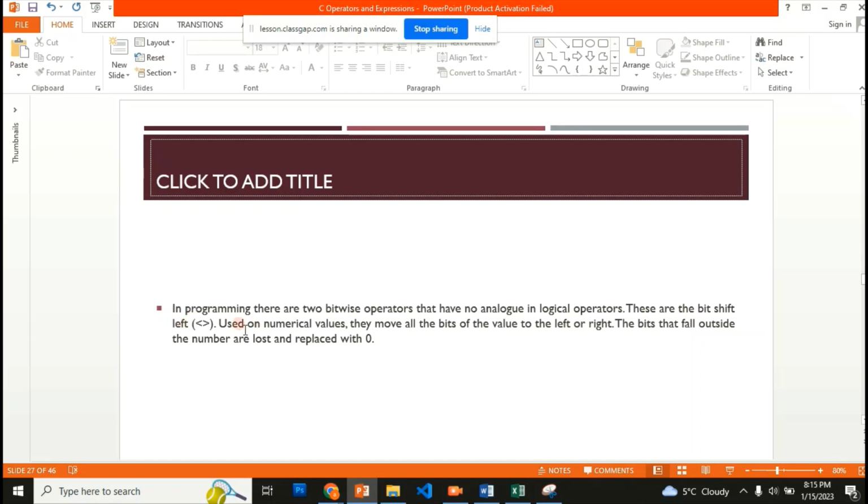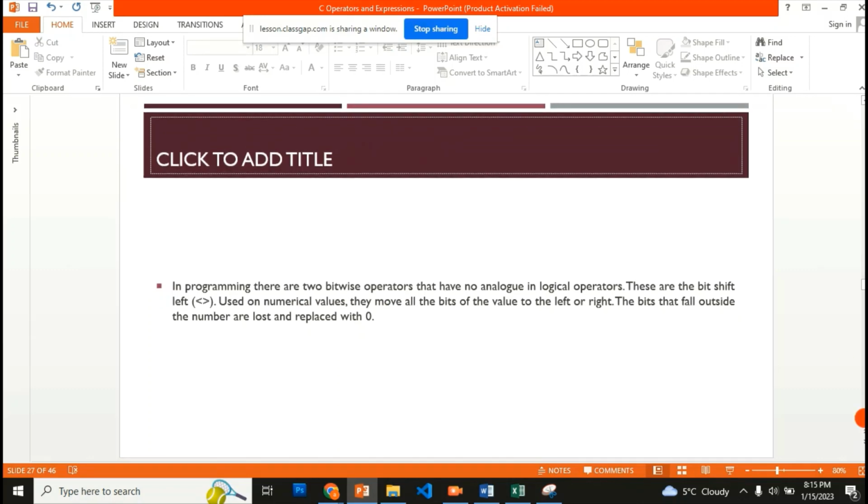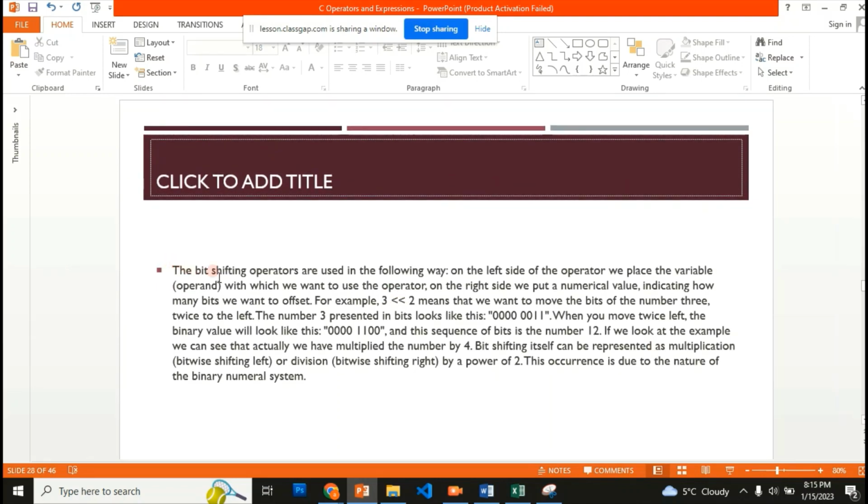These are the bit shift left and bit shift right. Used on numerical values, they move all the bits of the value to the left or right. The bits that fall outside the number are lost and replaced with zero. Now, how does it happen? We are going to discuss this thing in detail now.